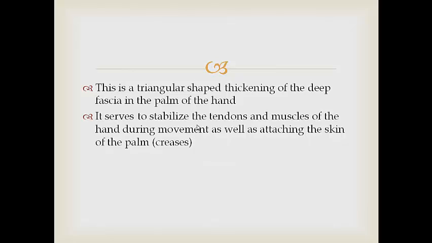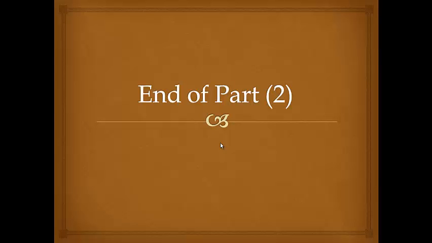And the other importance of the palmar aponeurosis is that it attaches the skin of the palm to the underlying structure. So it basically acts like glue between the skin and the underlying structures. And that's actually why you have the lines across your palm, which are called the creases. Those are the points of attachment between the skin and the fascia.